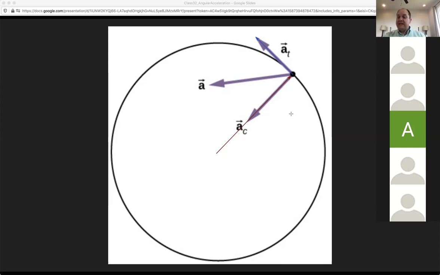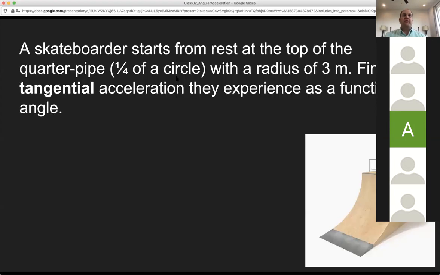So let's take a look at these. Here's our sample problem. Nope, I'm just leaving little arrows all over the screen. All right, there we go. Sample problem. Okay, you've got a skateboarder and we're on top of a quarter pipe, which is just a quarter of a circle. The circle has a radius of 3 meters, okay? We want to find the tangential acceleration that the skateboarder experiences as a function of angle. Okay, how could we do that? If I want the tangential component.